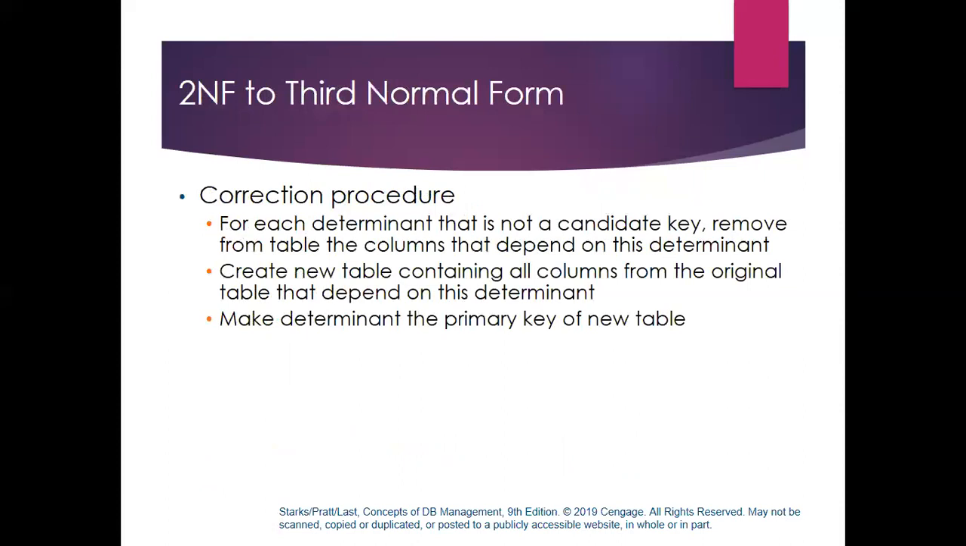How does one go from a table in second normal form to a table in third normal form? To convert a table in second normal form to a table in third normal form, do the following. For each determinant that is not a candidate key, remove from the table the columns that depend on this determinant. Next, create a new table containing all the columns from the original table that depend on this determinant. Finally, make the determinant the primary key of this new table.